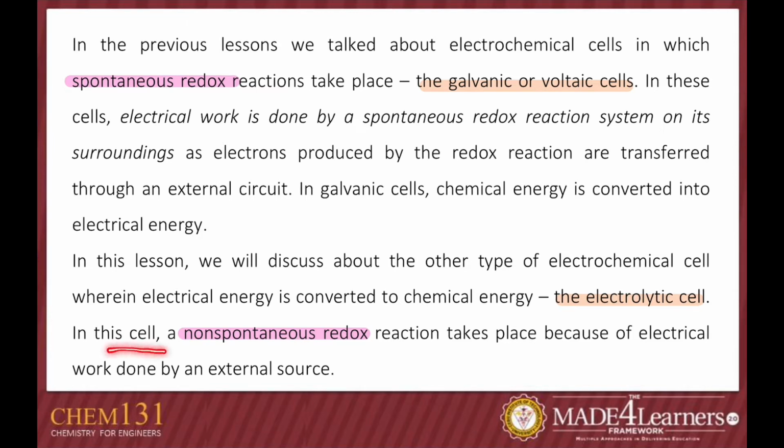So in this cell, a non-spontaneous redox reaction takes place because of electrical work done by an external source. Kaya diba, ang non-spontaneous nga reaction kay kinahanglan siya og external intervention para mohapen ang reaction. And the external intervention that we are talking about here is now the external source. So unsa ni siyang external source?